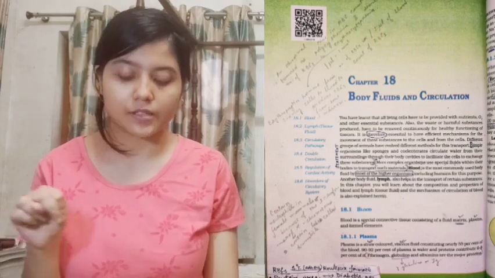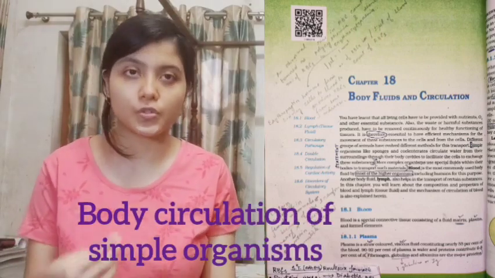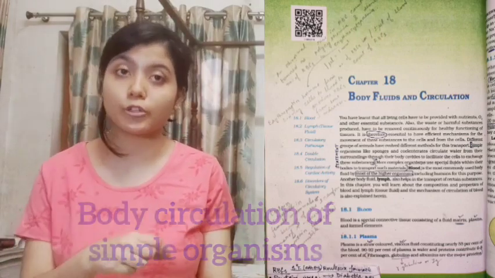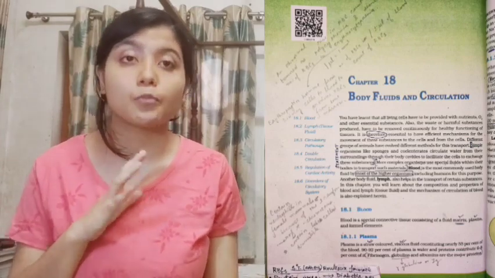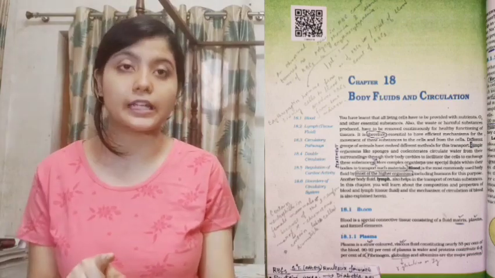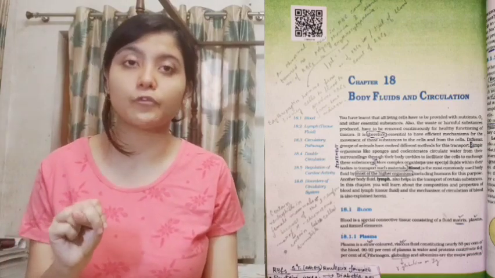First, introduction. There are just two statements. Firstly, that in simple organisms like sponges and ciliates, their body circulation is mentioned, and then it is compared with the body fluids and circulation in the most complex organisms, which happens with the help of blood. Now, blood is most commonly used by most of the higher organisms. So these two lines are very important for your statement-based questions.